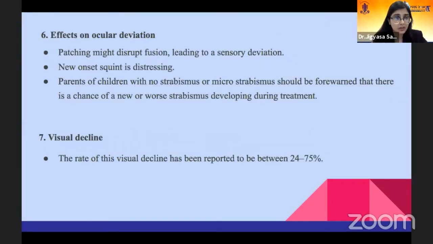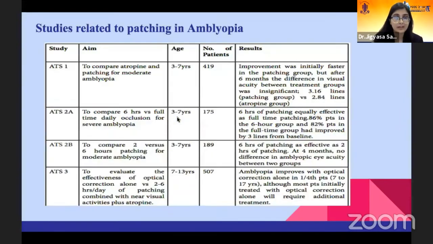Effects on ocular deviation could occur as patching might disrupt fusion, leading to a sensory deviation. A new onset squint is very distressing to such patients as well as their parents. So parents of children who have no strabismus or microstrabismus should be forewarned that there is a chance of a new or a worse strabismus developing during treatment. The rate of visual decline is variable, between 24 to 75%.